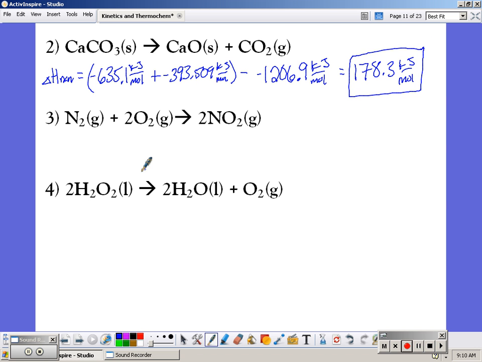For my third example, heat of reaction equals products, and I have 2 of these, so we're going to say 2 times the value for NO2, 33.18, minus my reactants. Both of my reactants are elements in their standard state, which would be 0, so I'm not even going to write them down because they do nothing for us. So my heat of reaction then is 66.36 kilojoules per mole.